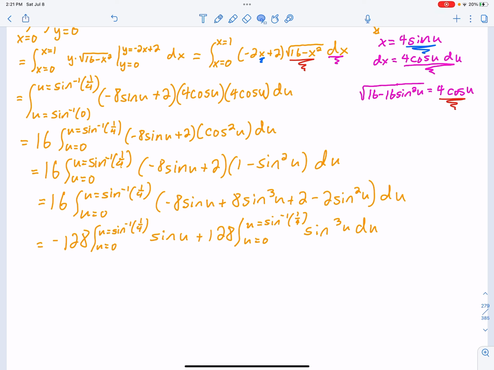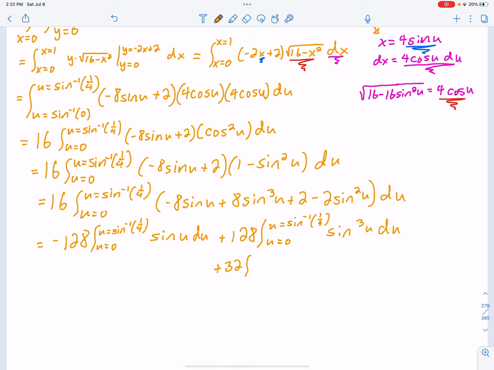Oh, I should move that over. We forgot our du there. Don't forget that. No, that's important because we have different variables. Du. And then the next one, we're going to have a 2 times 16, so it's plus 32. U equals 0. U equals inverse sine of 1/4 of, okay, that's just 1 du. That's that 2 here. That's what we were dealing with. 2 times 16 gets me to the 32 and then leaves me with a 1 inside. And then our last one, I got a minus 32 integral of u equals 0 to u equals the inverse sine of 1/4. And we just have a sine squared u du.